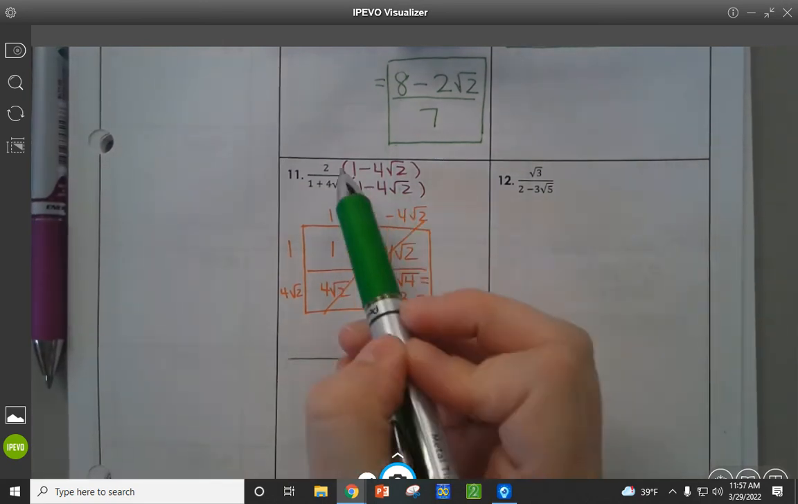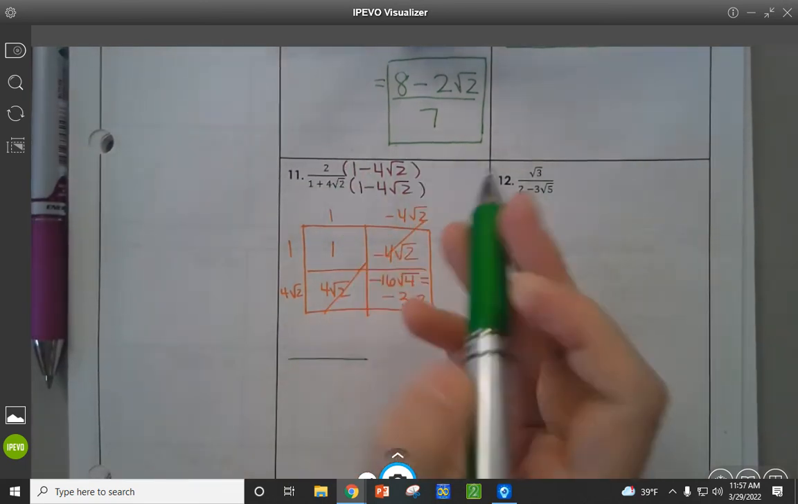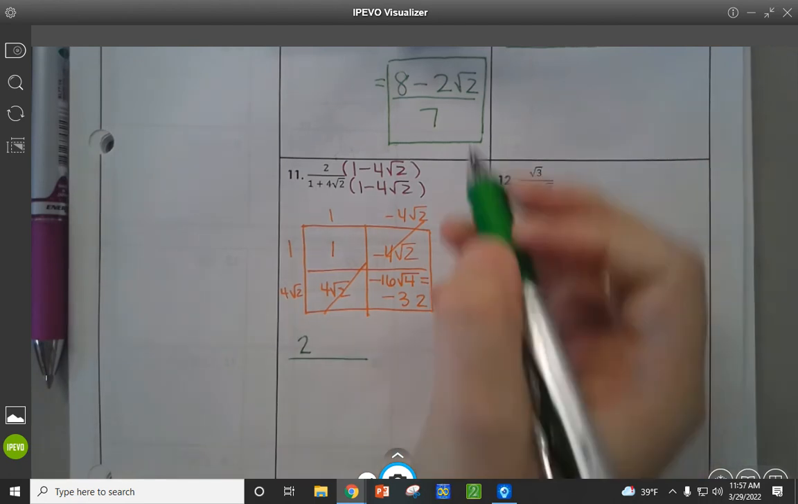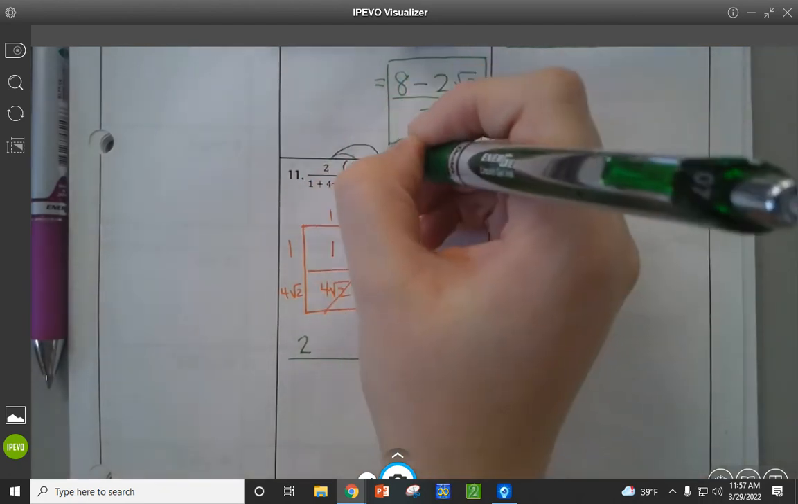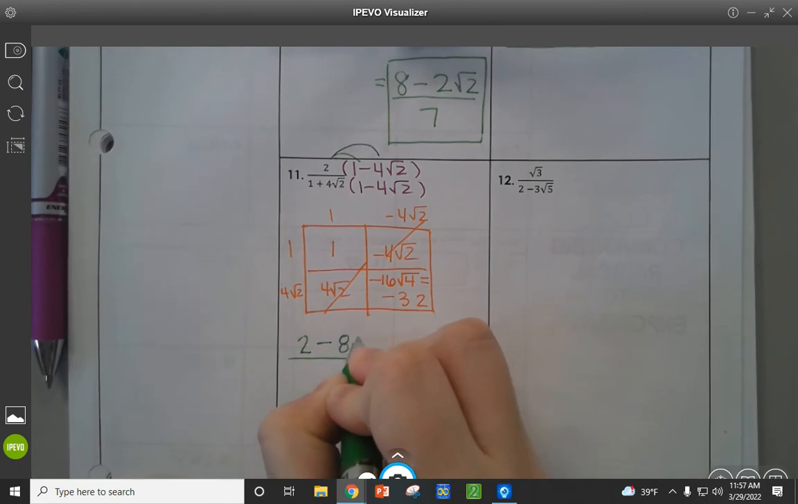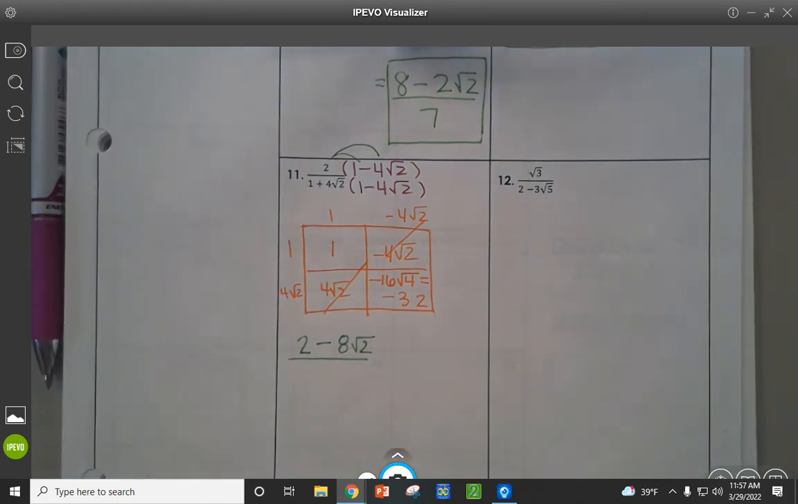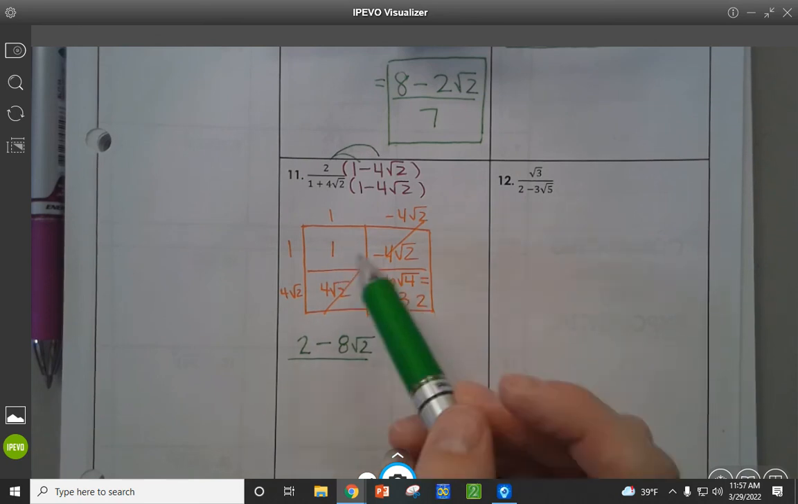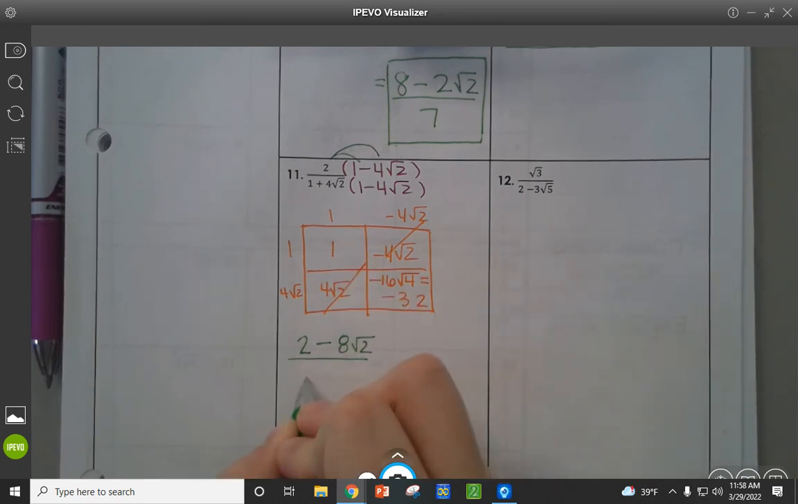All right. On the numerator, when I distribute, 2 times 1 is 2. 2 times negative 4 square root of 2 is... No, remember, you only multiply the numbers in front. So you can only multiply that 2 because it's not under a square root. You can only multiply it by a number not under the square root. Okay. On the bottom, I've got 1 and negative 32, which is negative 31.